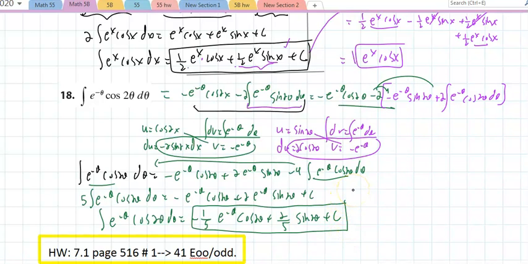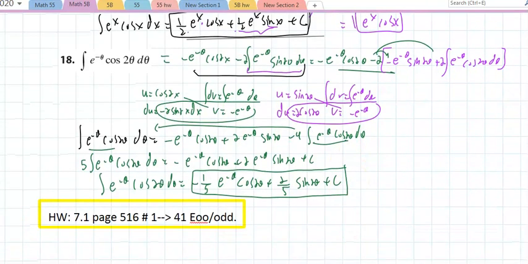Now here I'm giving you the option, 1 through 41. You could do every other odd. If you feel you've got a good hand on this, you're in good shape. If you're not, tackle the odds. You really need to get this down, because this is one of 5 techniques that we need. You already know one. You know about the u sub. I'm going to modify that later. We have integration by parts. That's the second type of integration that we need to know.